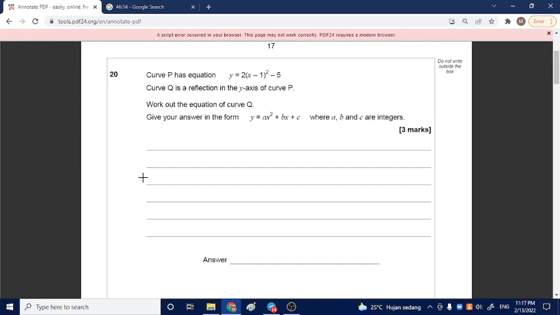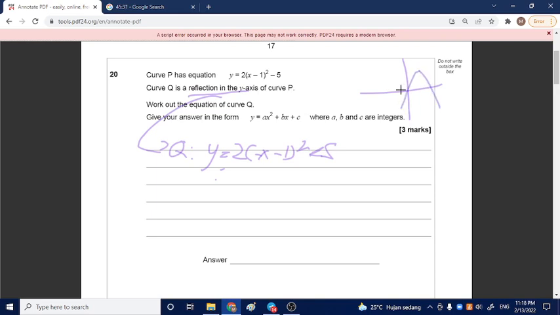Circle. Curve P. Curve Q. If we're talking about the reflection in the y-axis, that means Q is y equals 2 times (minus x minus 1) squared minus 5. Do I need to explain why I can't just do minus x? Nah, I don't feel like it. You get the point.